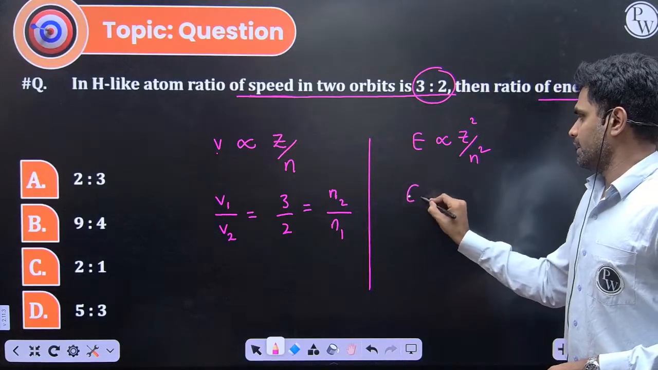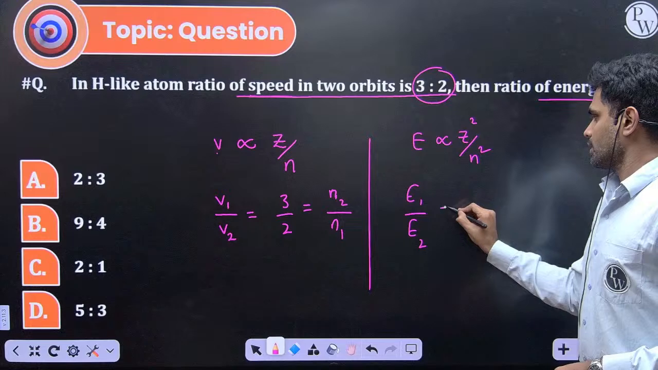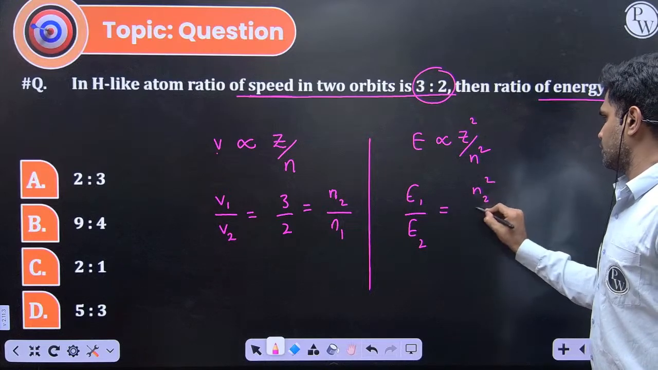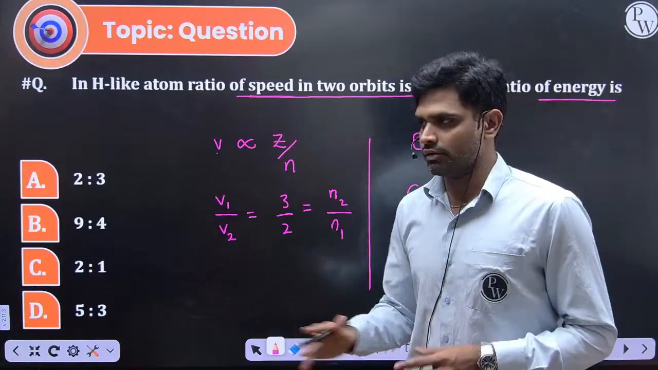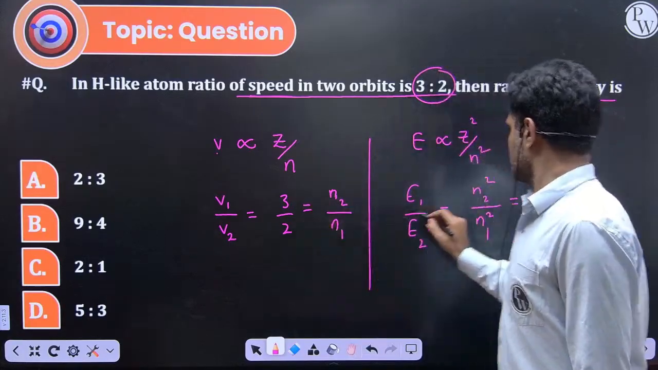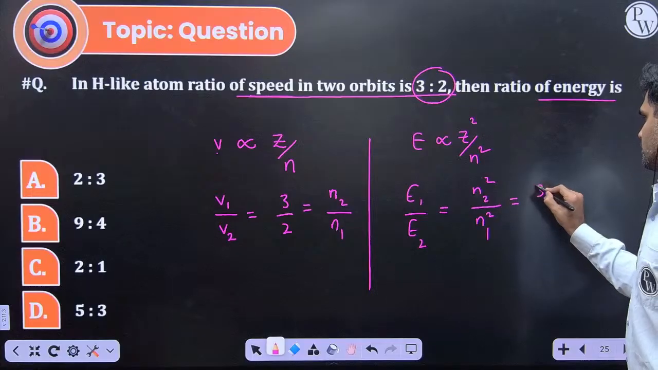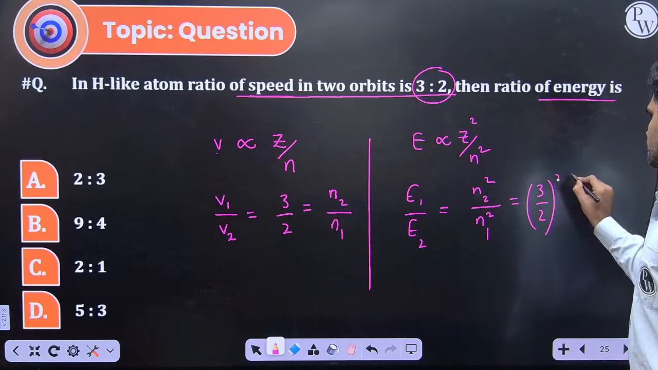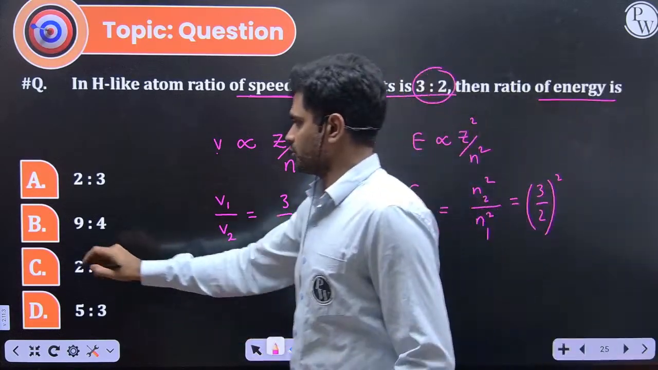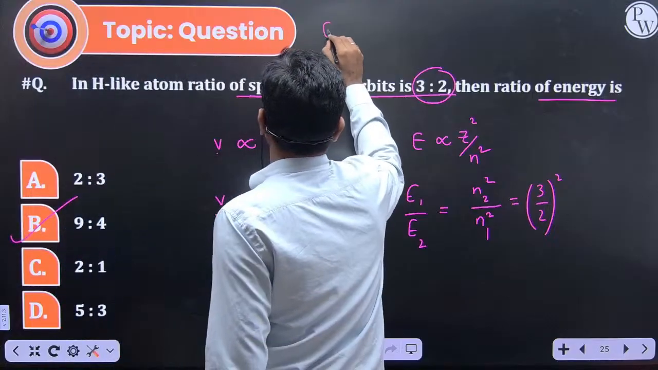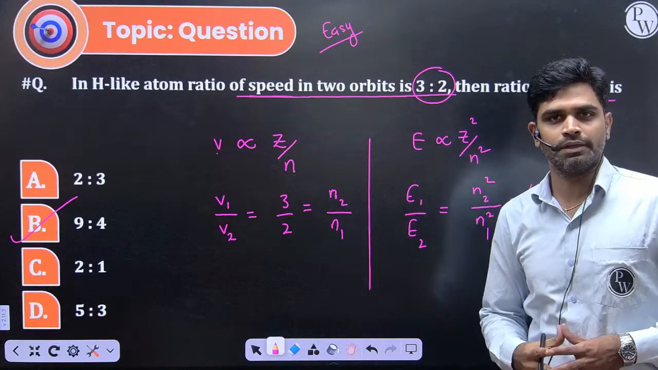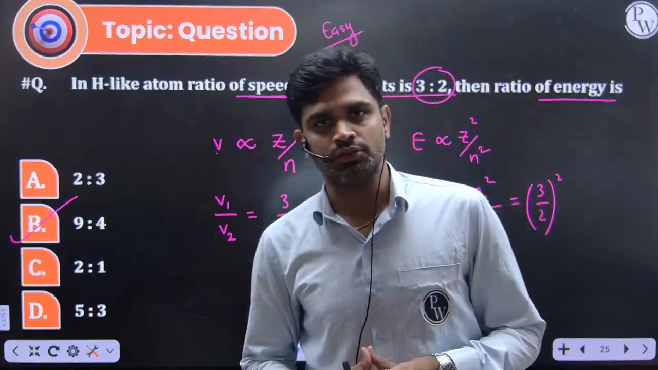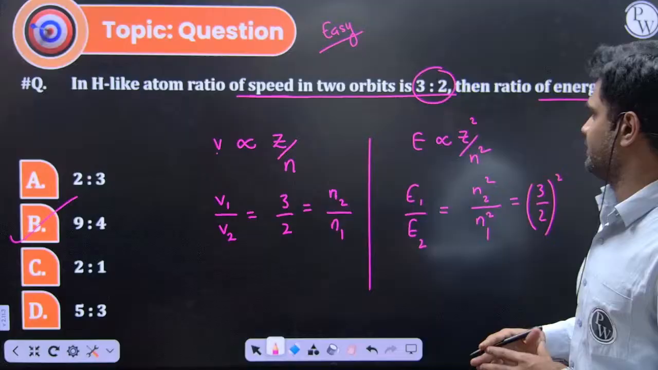So what will be E1 by E2? E1 by E2 will be n2 square by n1 square. Simple question, we have n2 by n1, 3:2. So what will be n2 square by n1 square? 9/4. Simple question, it's an easy question. And the entire modern physics, as you know, is a scoring chapter, scoring topics. You can't afford to miss marks in those chapters.